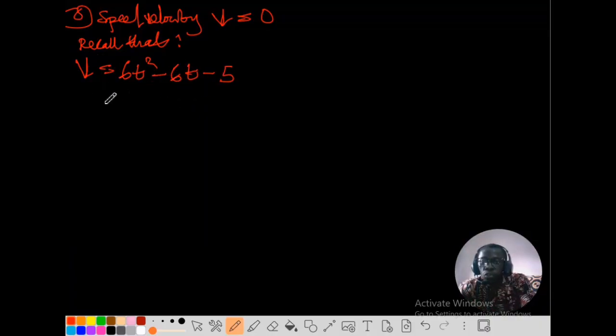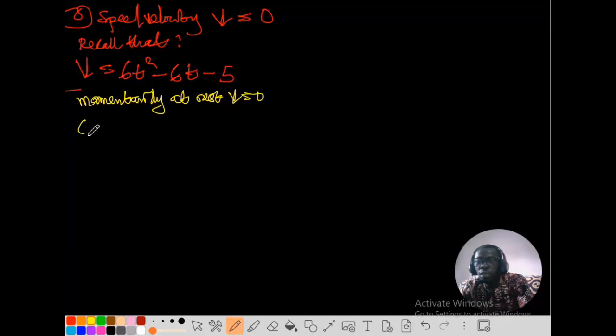So in this equation now, all we have to do is to turn this v to 0 because the particle is momentarily at rest. So 0 equals 6t squared minus 6t minus 5. Now this becomes a quadratic equation. Then how do we simplify this? We use the quadratic formula.